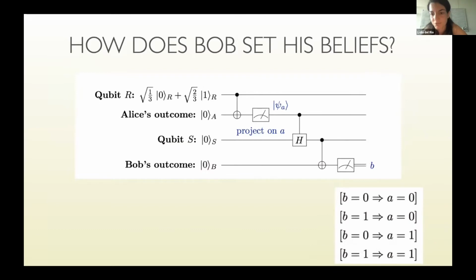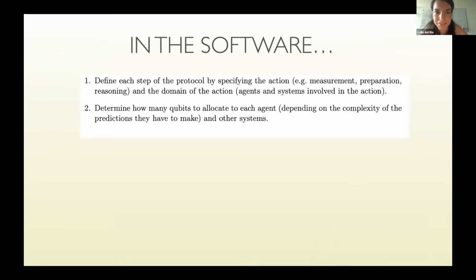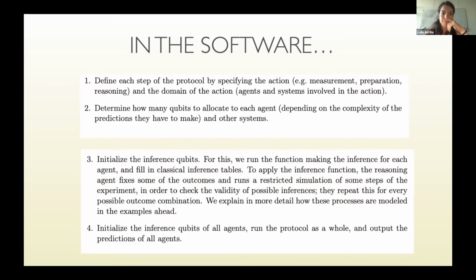So how do we do this in the software? By the way, the software is out, but the paper is not out. But to prove that the paper is almost out, I copy extracts of the paper here. So in the software, what we have to do is to define every step of the protocol. Like now Alice goes and measures her state. Now she prepares that. At time 3, she does that. And what are all the agents and systems that are involved in each action? And then the software automatically determines how many qubits to allocate to each agent. You also include in the protocol that at this time, Bob will need to reason about Alice. So this is a part of the physical experimental protocol.